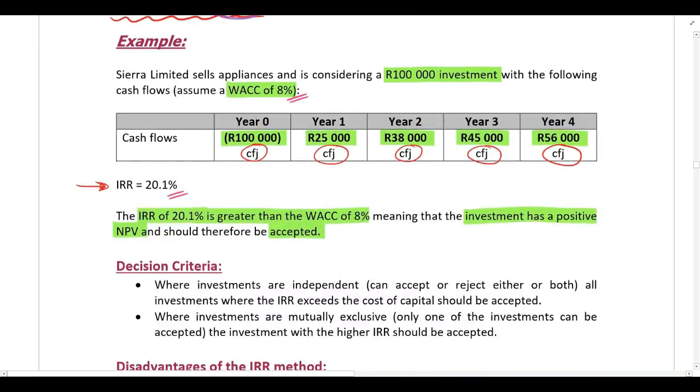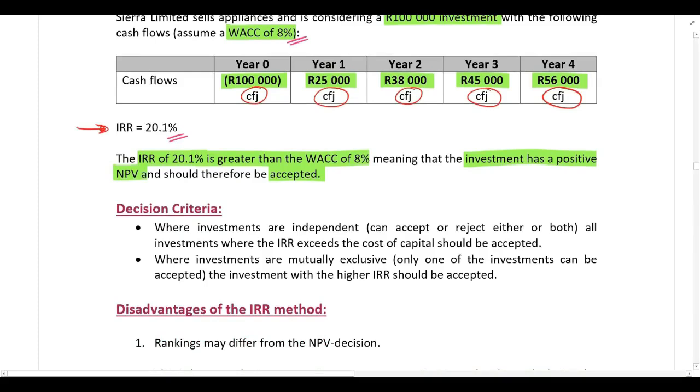So we've got our decision criteria just below. If our investments are independent, meaning you can accept all of the investments if you want to, you can reject all of them if you want to, all investments where the internal rate of return exceeds the cost of capital should be accepted. So we saw that above. If the IRR is greater than the WACC, we accept because it means the project has a positive NPV. If the IRR is less than the WACC, reject because it means that the investment has a negative NPV.